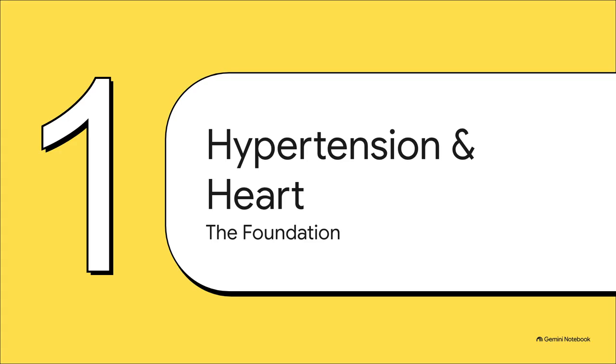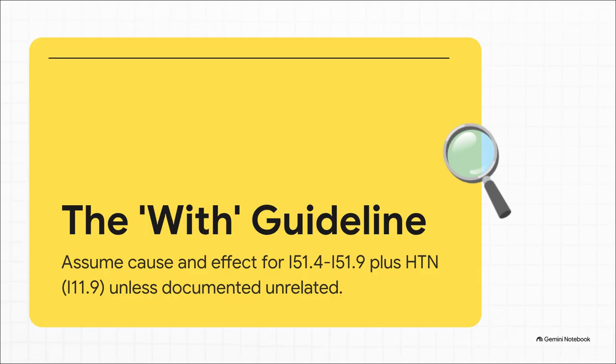Let's establish our baseline by looking at hypertension's assumed direct physiological link to heart disease. Right off the bat, this foundational guideline is a massive time saver. It allows you to automatically assume a cause and effect relationship between high blood pressure and specific heart conditions, like myocardial degeneration or cardiomegaly, found right there in the I51.4 through I51.9 range. You link them using the hypertension code I11.9. The only time you don't combine them is if the provider explicitly documents that the heart condition and the hypertension are completely unrelated. Otherwise, the code just assumes that connection for you.